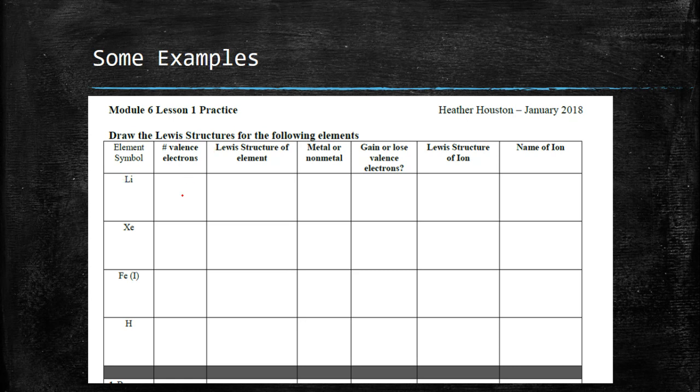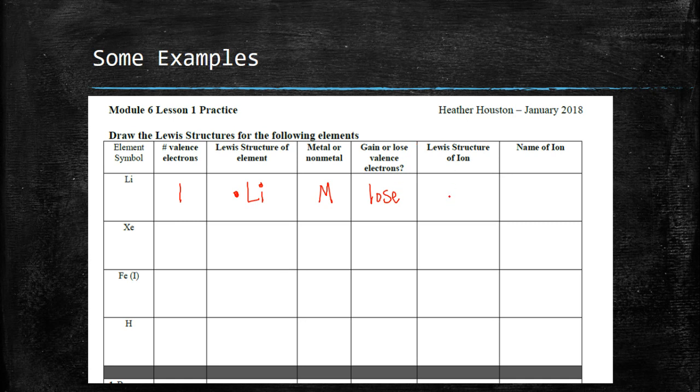Lithium has 1 valence electron. How do I know? It's in group 1. The Lewis structure, actually we just did it. It would have 1 dot on any side that you choose to put it. It is a metal because it's to the left of the stair step. It loses electrons. I know this because I have simply memorized it.